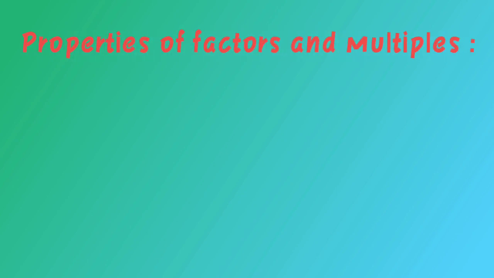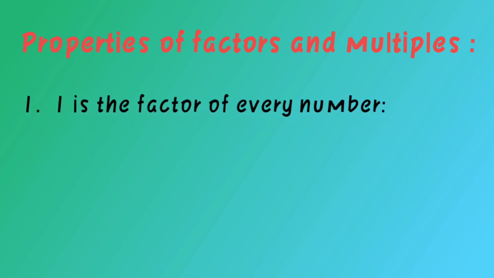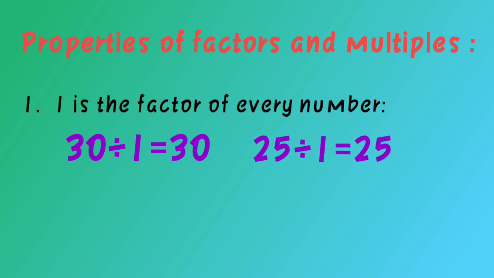Now we will know certain properties of factors and multiples. The first one is 1 is a factor of every number. 1 हर नंबर का फैक्टर होता है. 1 को जो भी नंबर से हम डिवाइड करेंगे वही नंबर आएगा. फॉर एग्जाम्पल 30 डिवाइडेड बाई 1 इक्वल्स टू 30. 25 डिवाइडेड बाई 1 इक्वल्स टू 25. So we can say 1 is the factor of every number.